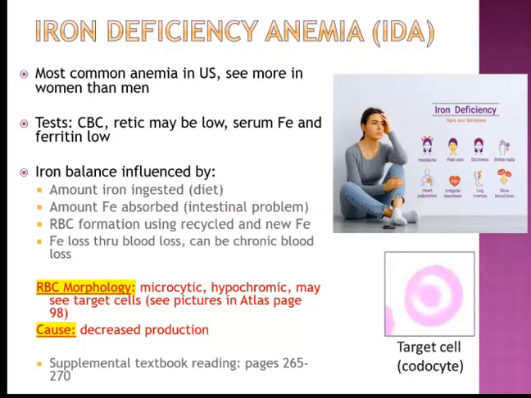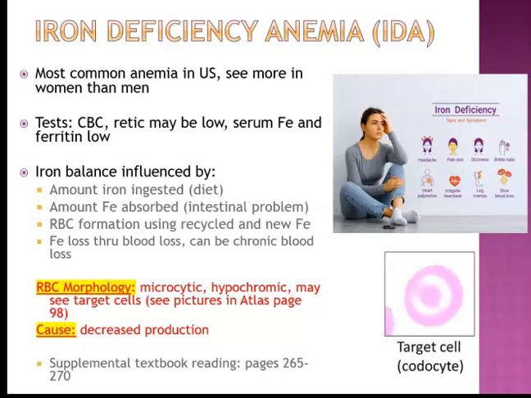So the iron balance is influenced by the amount of iron ingested in our diets, the amount of iron absorbed in the intestine, so this is an intestinal problem, or the red blood cell formation using recycled or new iron, and then iron loss through blood loss, which can be through chronic blood loss. And our red blood cell morphology for this anemia is microcytic hypochromic. And you may also see something called target cells.